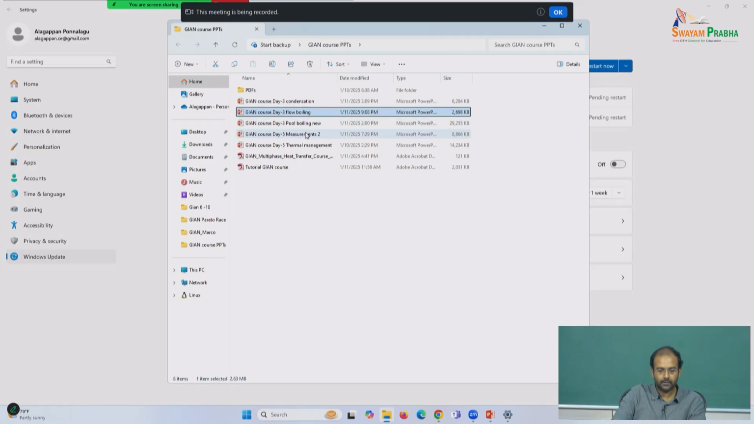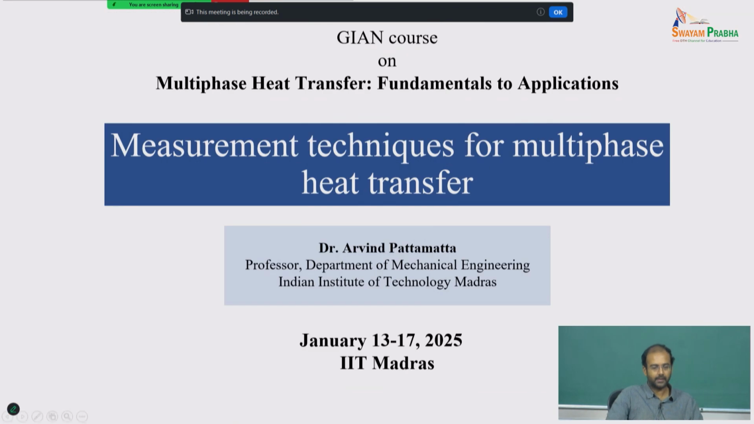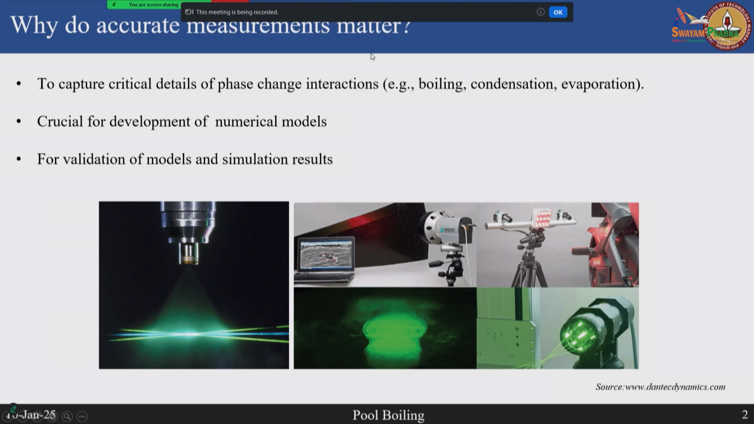So, now we will move on to another topic, which is the measurement techniques for multiphase heat transfer, because some of you are already doing experiments in your research and want to understand the necessary techniques that we can use, especially in multiphase flows. We have of course done some measurements ourselves, so based on that I can talk about a few of these techniques here.